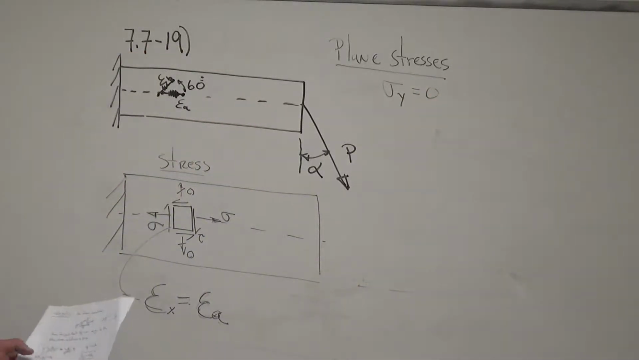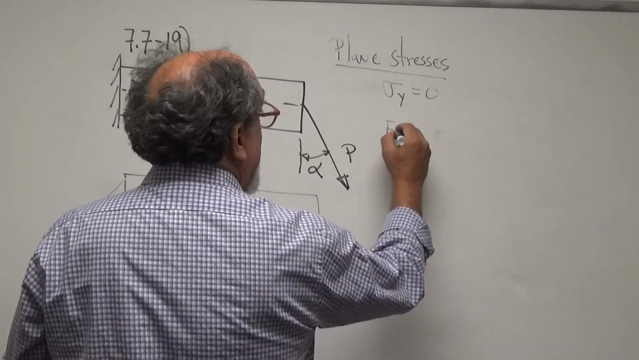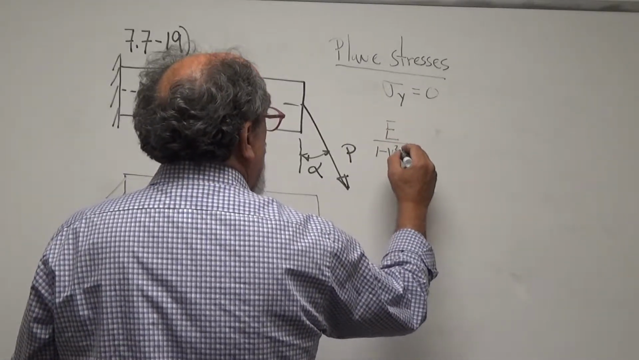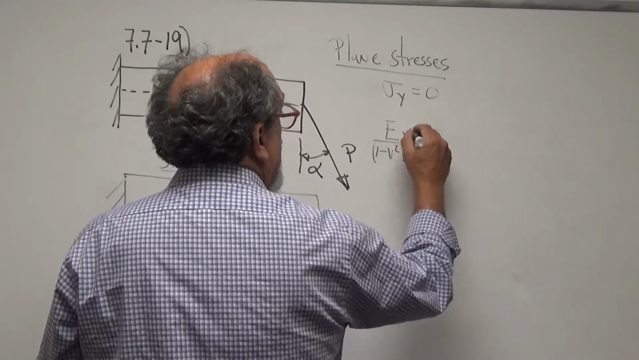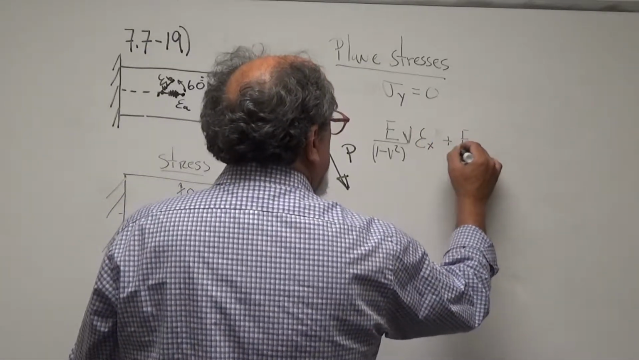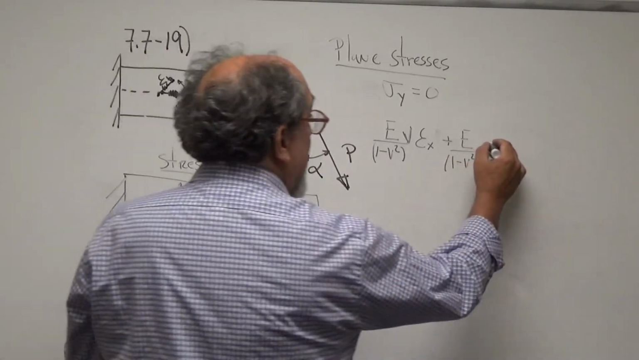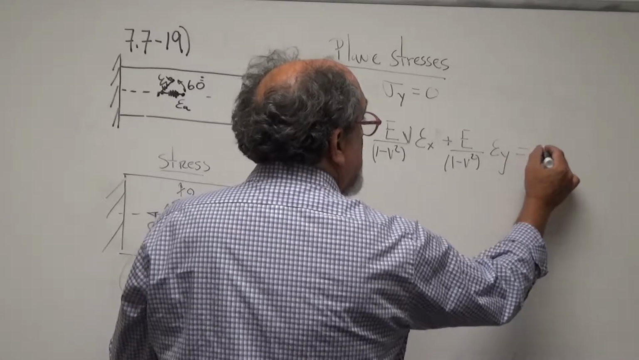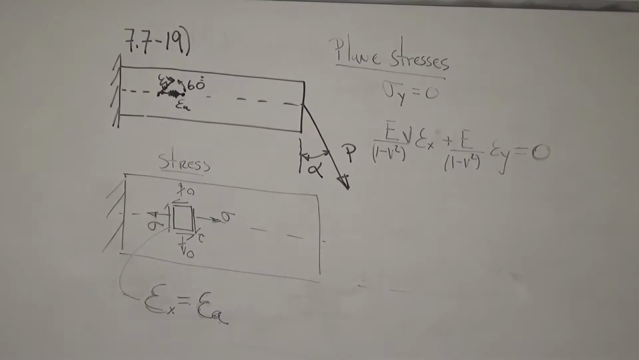If you set sigma y equal to 0, what you will find is this: E divided by 1 minus nu squared, multiplied times nu, multiplied times epsilon x, plus E divided by 1 minus nu squared, multiplied times epsilon y, would have to be 0. Because those are the stresses. I mean, that's the relationship that gives sigma y.